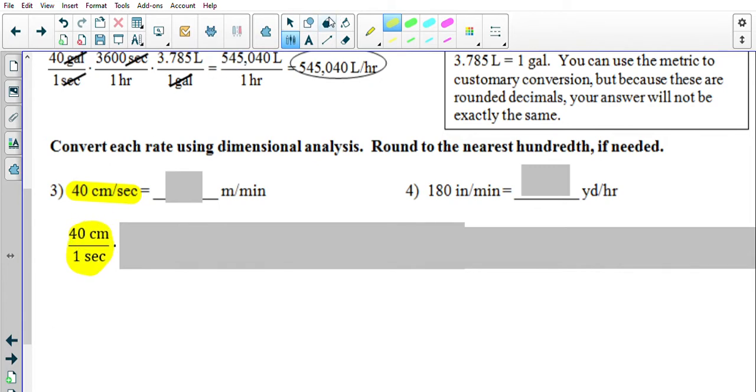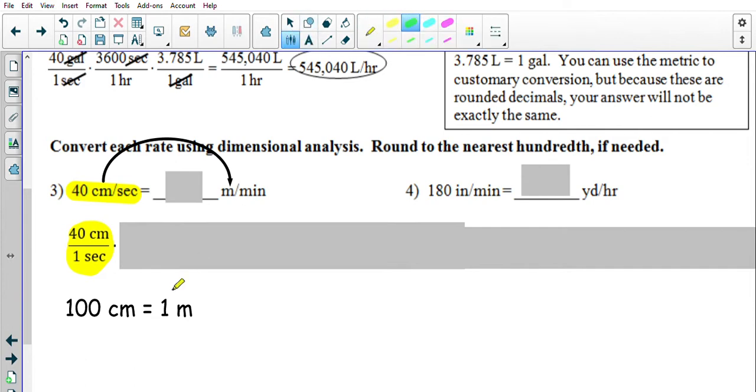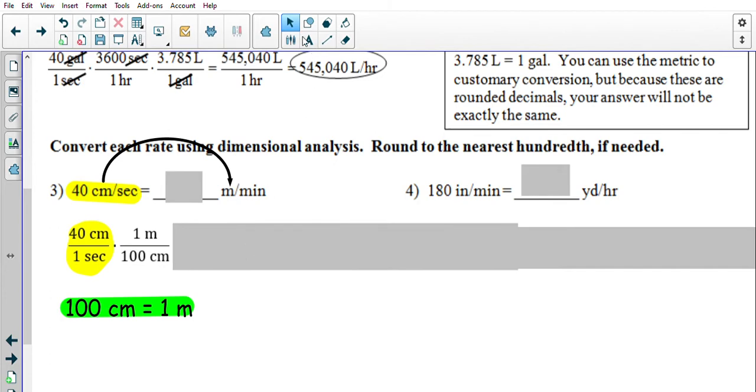Now, we do want to convert our centimeters into meters. So we need a conversion between centimeters and meters. I know you work with this in science. There's 100 centimeters in 1 meter. So our second fraction is going to involve this conversion factor. Since centimeters is on the top, I'm going to put the 100 centimeters on the bottom. So 1 meter over 100 centimeters. We'll cross off our units of measure here in just a few moments.